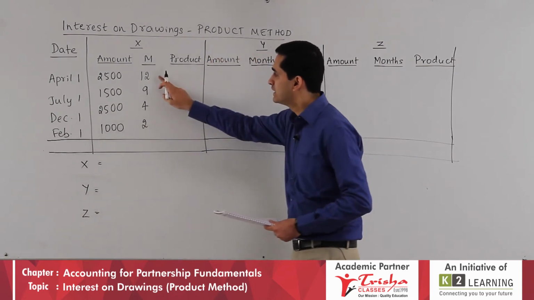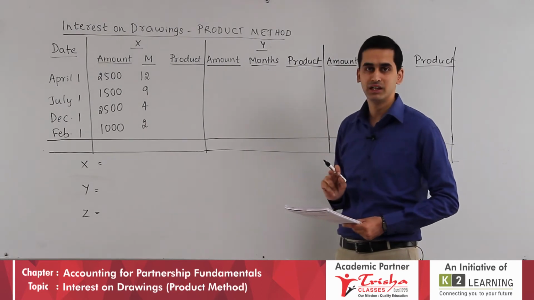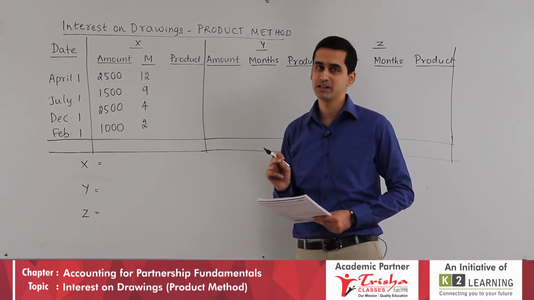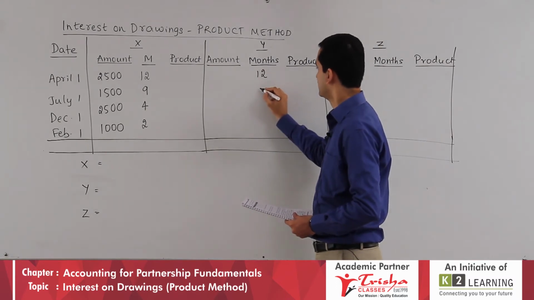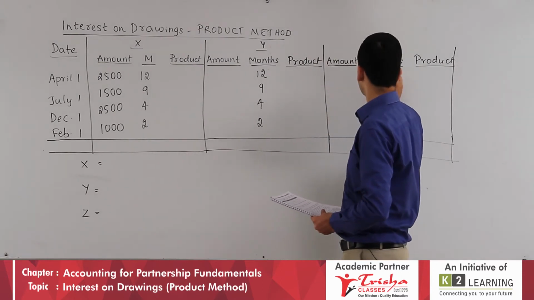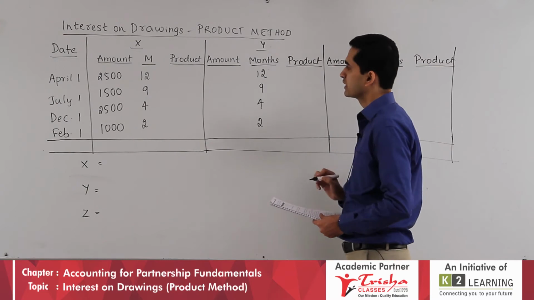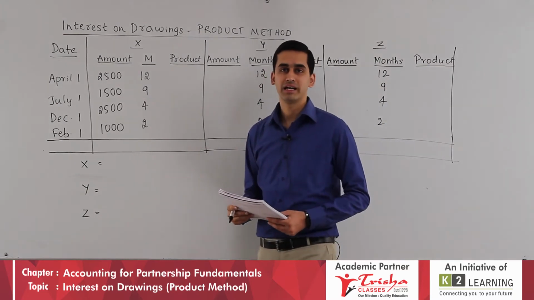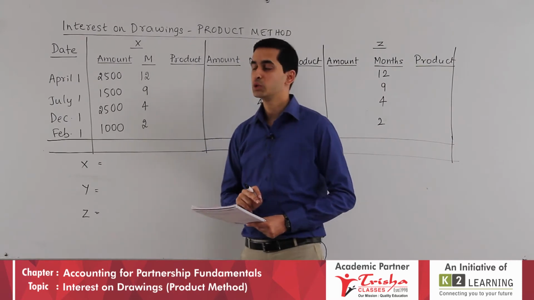Now, this months column I can fill in Y as well as Z because the date of drawings remain same. Shall we first finish that? Yes. This will be 12, 9, 4 and 2. This is also 12, 9, 4 and 2. Now, how do I calculate product? Amount multiplied by number of months.